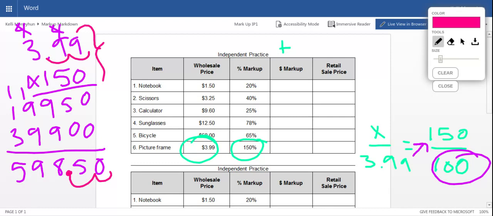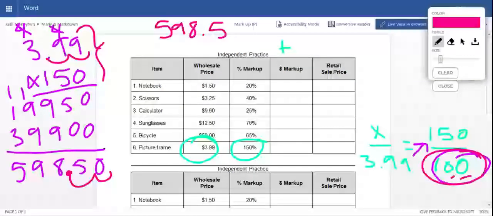Now, I have to divide by that 100. Okay, so I have 598.5 divided by 100. When I divide by 100, I move my decimal to the left twice because there's 2 zeros. 1, 2. So I have $5.985. That doesn't make sense, right? It doesn't. You can't have that amount of money. There's no money that is that amount.